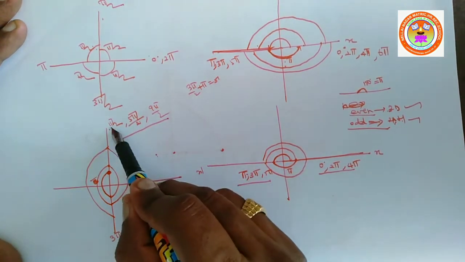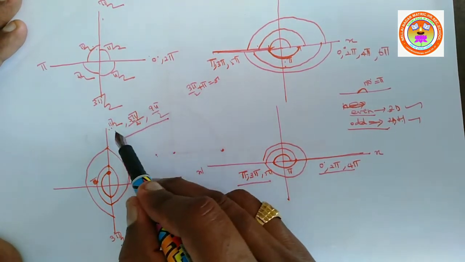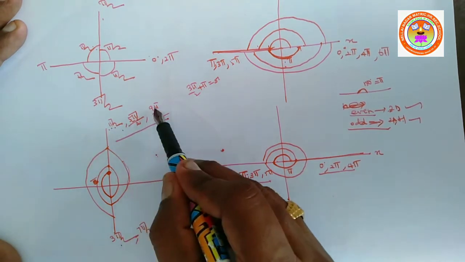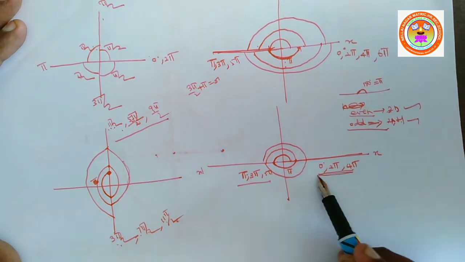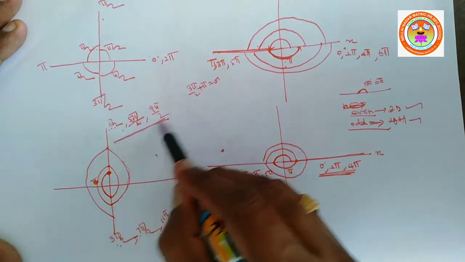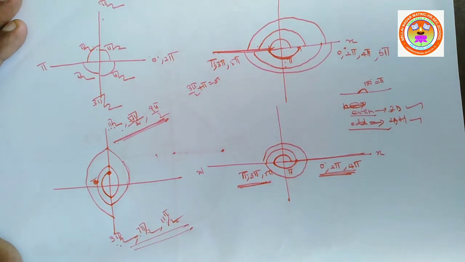11 pi by 2, 5 pi by 2, 9 pi by 2. 5 pi by 2 and 9 pi by 2, the difference is 4. 9 and 5, difference 4. The same, 3 and 7, difference 4. If you look at this, these are even, these are odd, and the difference is 4. I think you can understand.